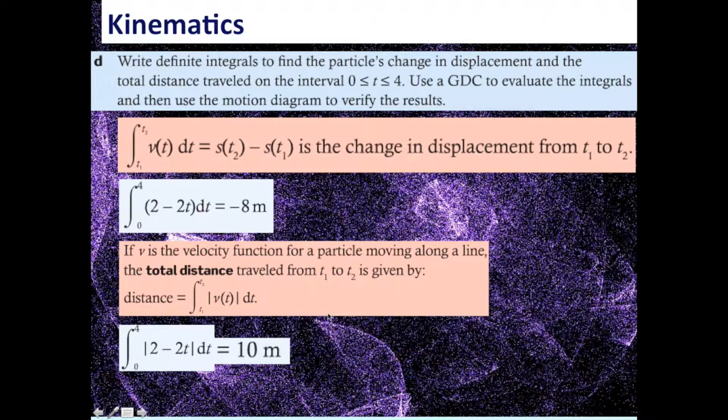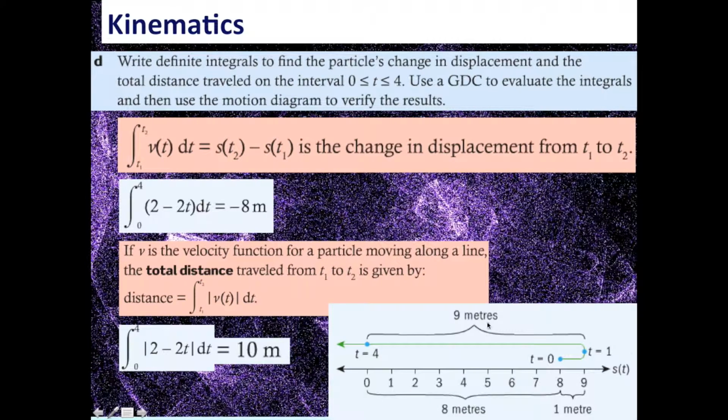It says confirm your results on a motion diagram, which we can do here. So we started at a position here, 8 meters to the right of the origin. 1 second later, we were here, so we've travelled 1 meter. And then at t equals 4, we are at a displacement of 0. So the total distance then is going to be that 9 plus the 1 which we've got here. And the total displacement, if we started at 8 and ended up here, it's 8 meters to the left, which checks out.